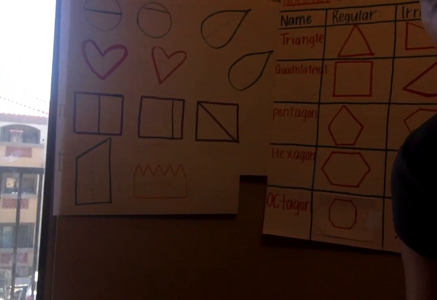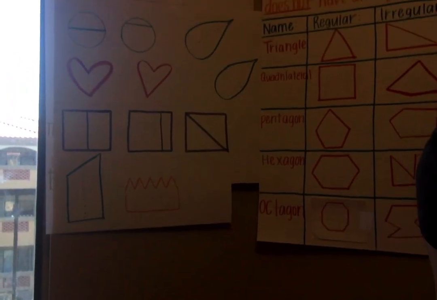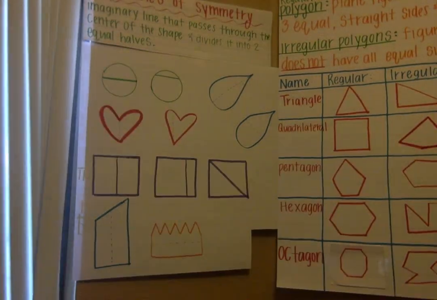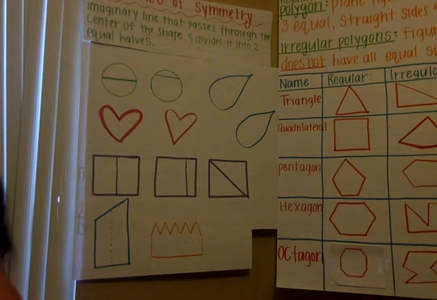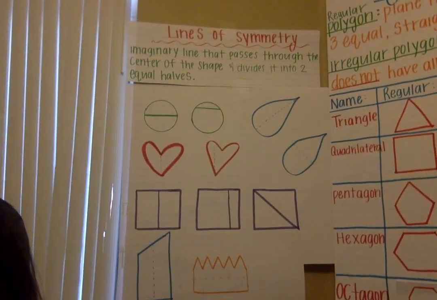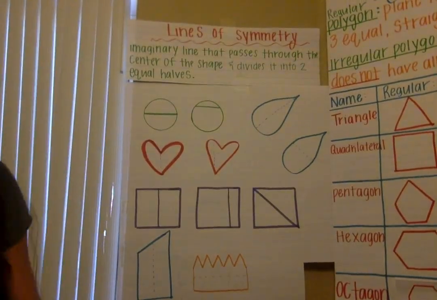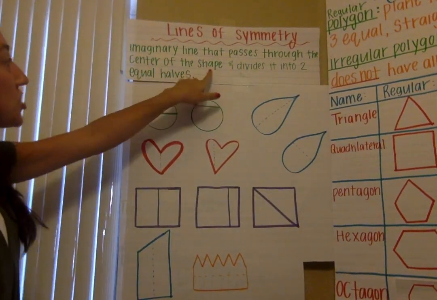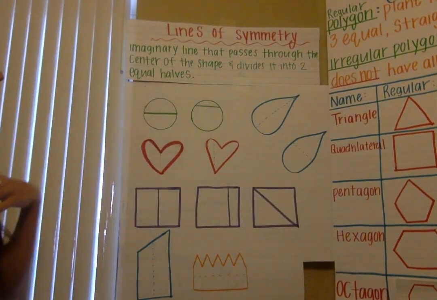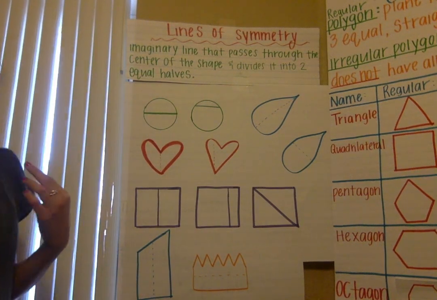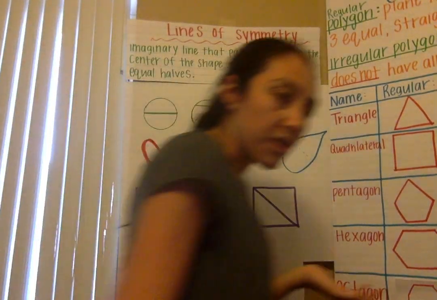The final thing that I want to talk to you about today, and that we've talked about before in class, is lines of symmetry. Lines of symmetry is an imaginary line that passes through the center of a shape and divides it into 2 equal halves. So I've drawn some examples up here to show you what would work and what would not work.